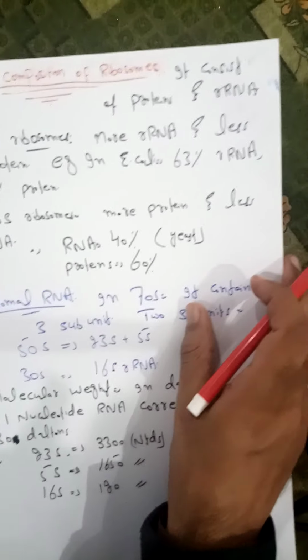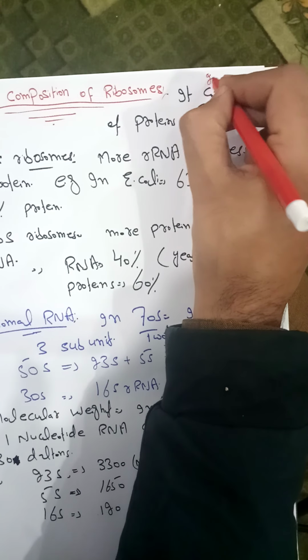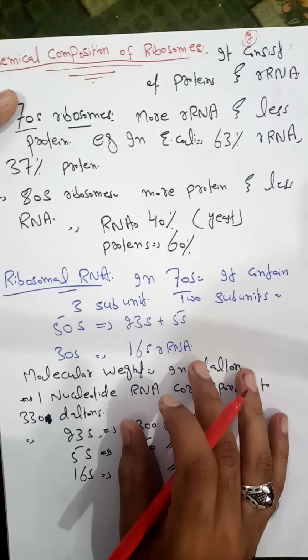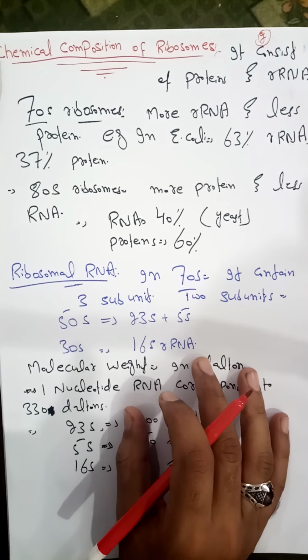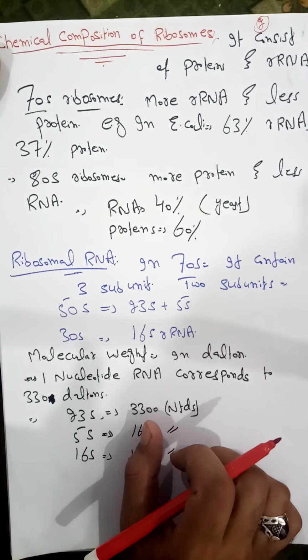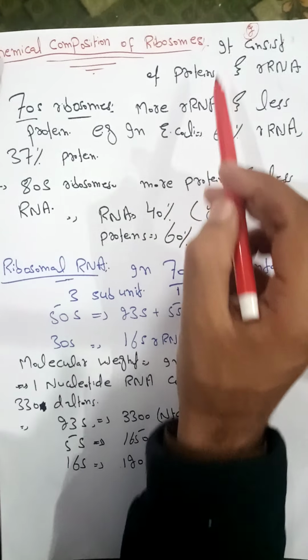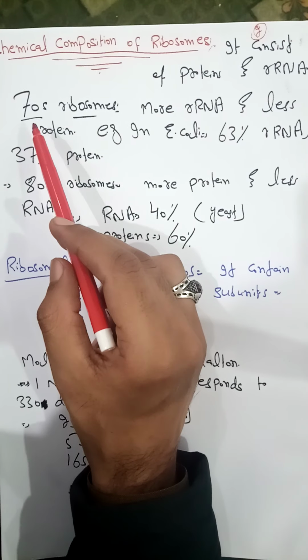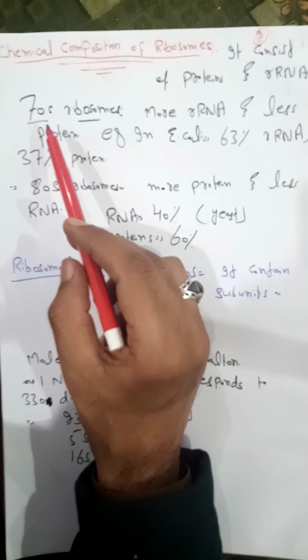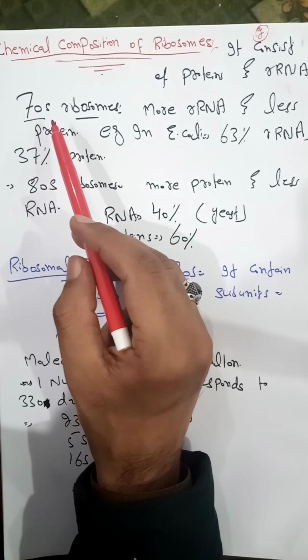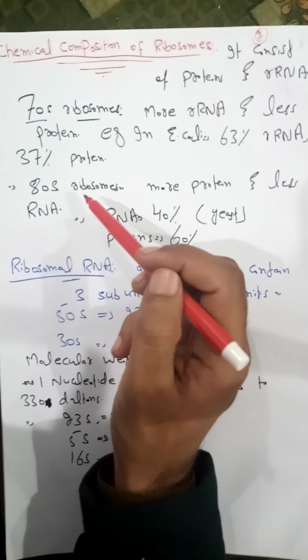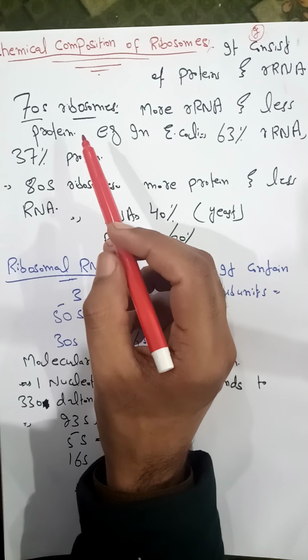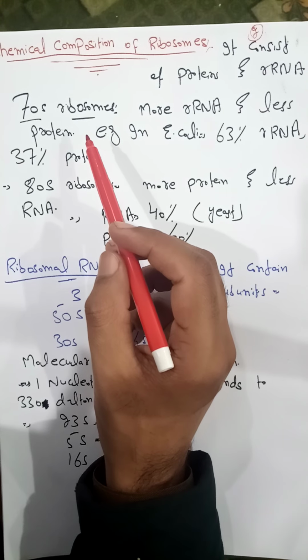I am Waqar Ahmad and this is lecture number 2 on ribosomes. Today we will study the chemical composition and the ultrastructure of ribosomes. Ribosomes consist of proteins and ribosomal RNA. There are two types of ribosomes, as we have studied: the 70S ribosome and the 80S ribosome. The chemical nature of these two ribosomes, according to composition, is different.